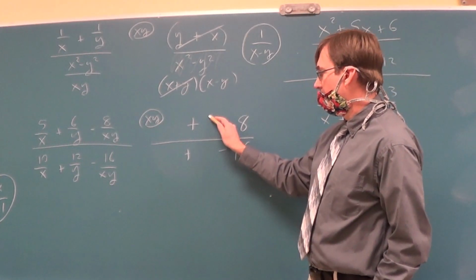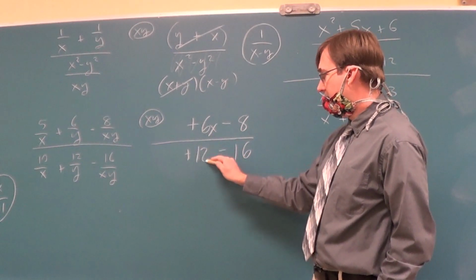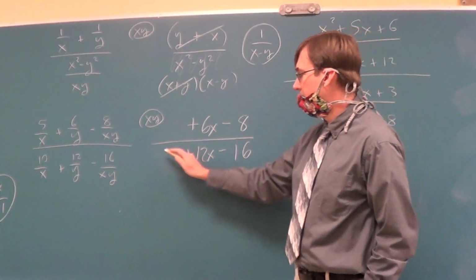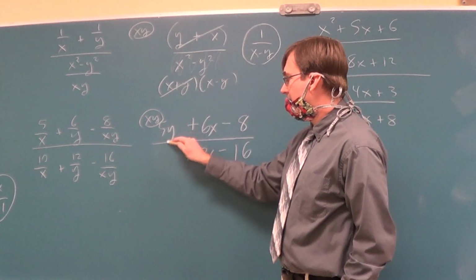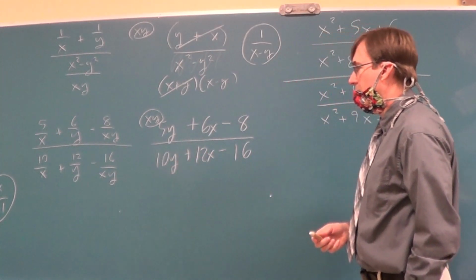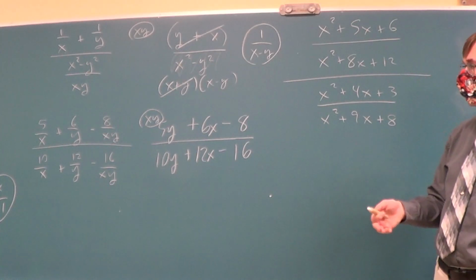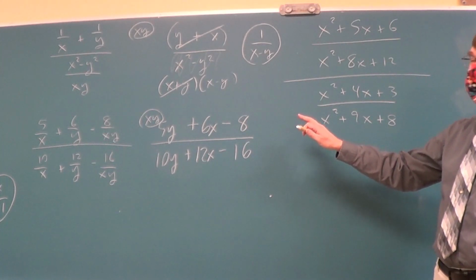So what's this going to be? 6x, because the y's are gone. 12x, because the y's are gone. 5y, because the x's are gone. 10y, because the x's are gone. Sometimes we're there and we're done. Sometimes it's going to go another little baby step. Question about how we got there.